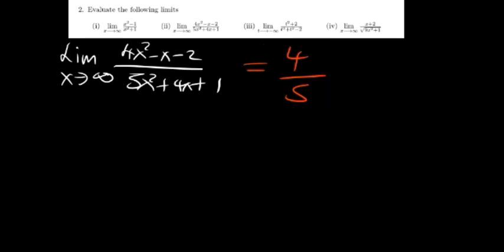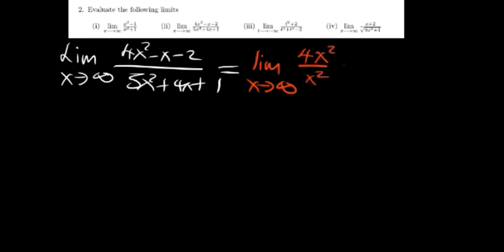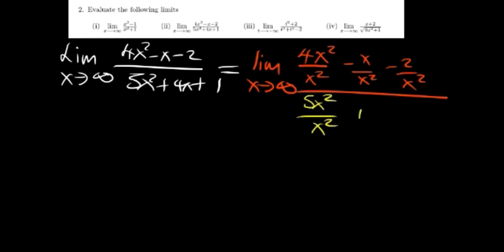Okay? So you understand that what you're going to do is you divide by the highest power, right? So the limit as x approaches infinity, don't forget our predicted answer is 4 over 5. For the top part, you divide by x squared throughout. So you're going to have 4x squared divided by x squared minus x divided by x squared minus 2 divided by x squared. We're dividing by the x attached to the first one. And then for the bottom, 5x squared. The highest is x squared, so divide by x squared throughout.